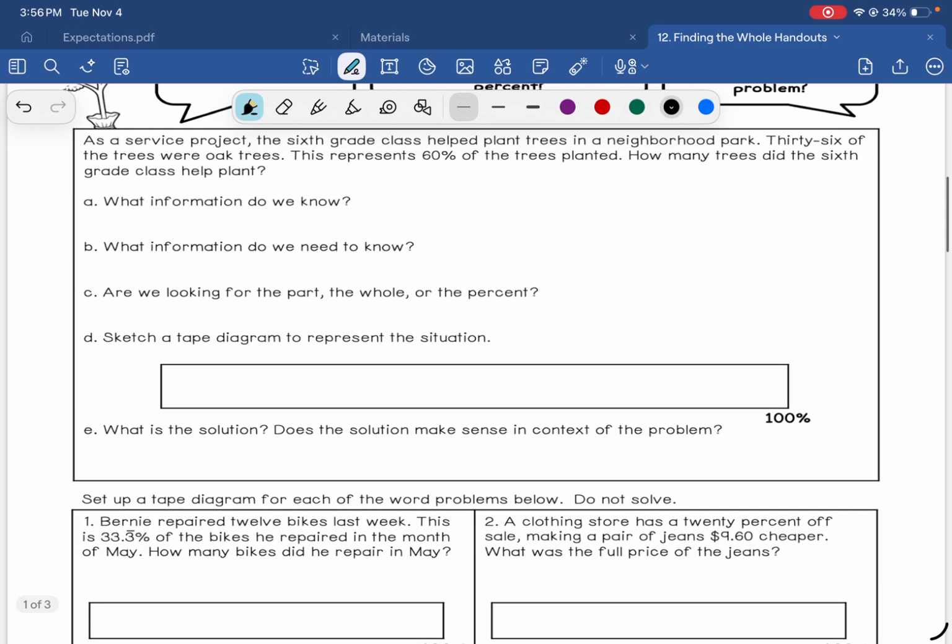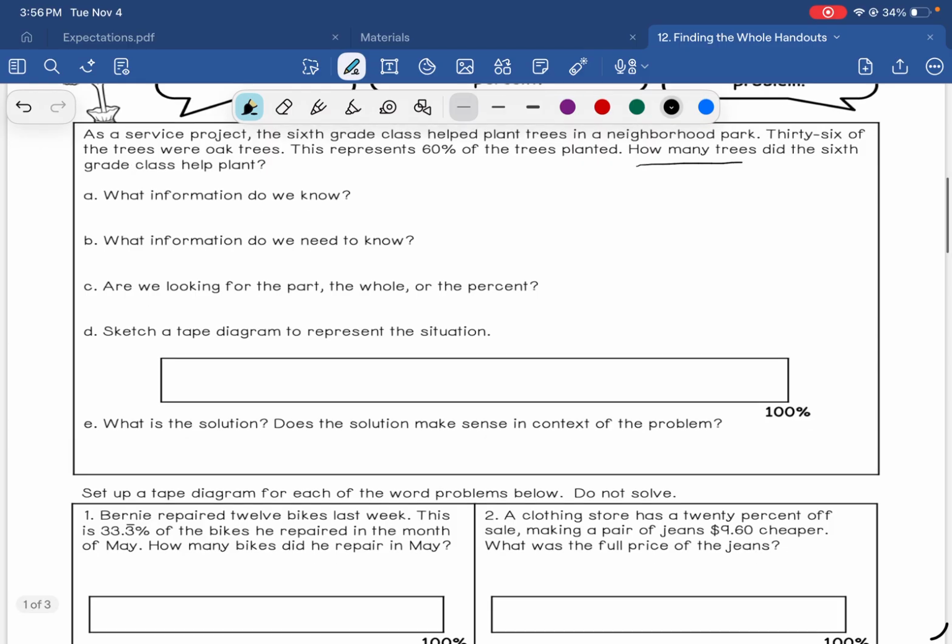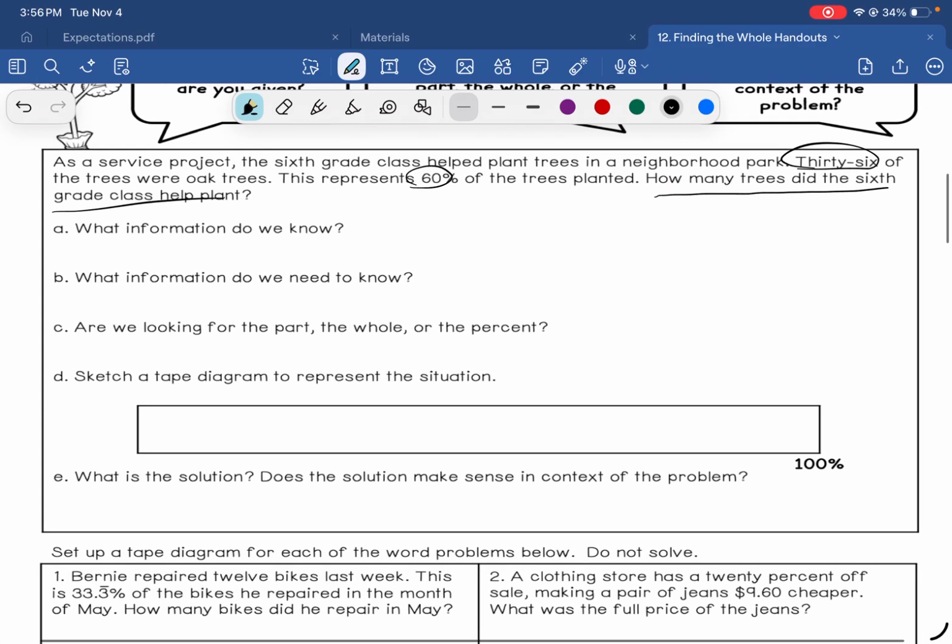This first example: as a service project, the 6th grade class helped plant trees in a neighborhood park. 36 of the trees were oak trees. This represents 60% of the trees planted. How many trees did the 6th grade class help plant? All right, so 36 is written in word form, by the way. So since we have our percent, that'll be our first ratio, 60 to 100 equals.